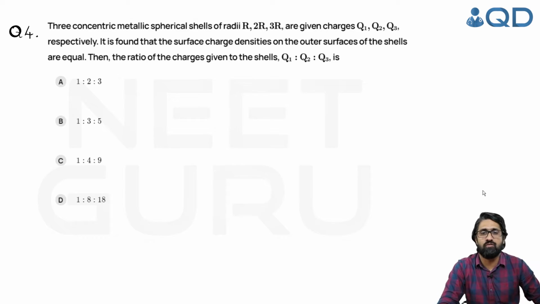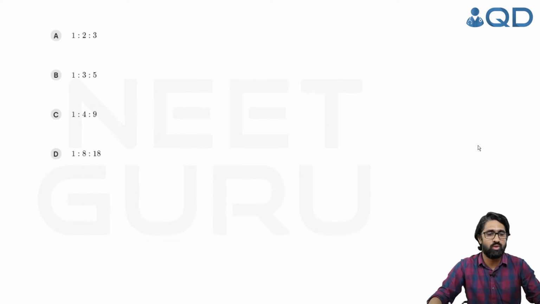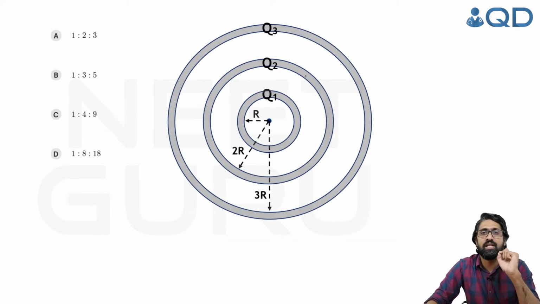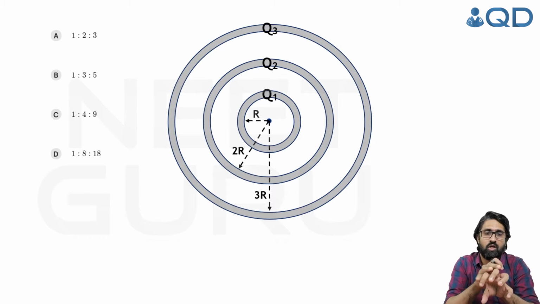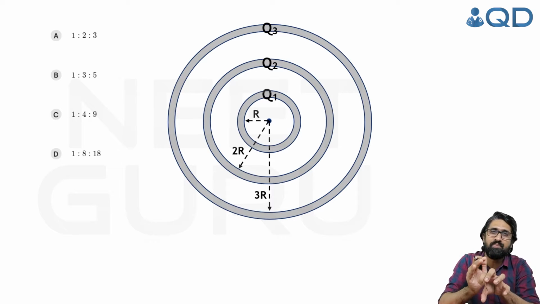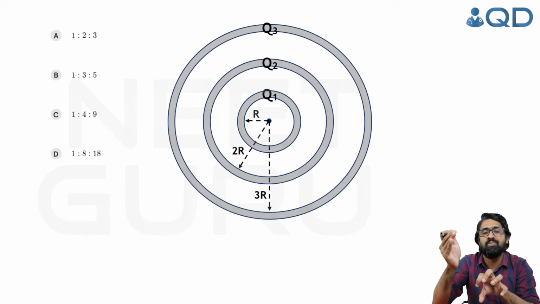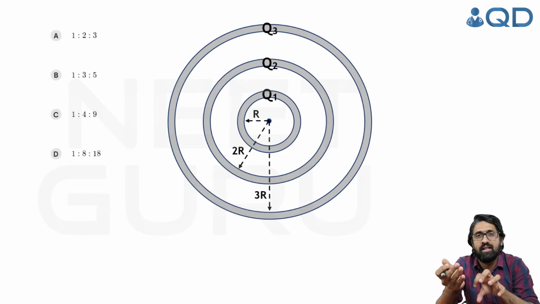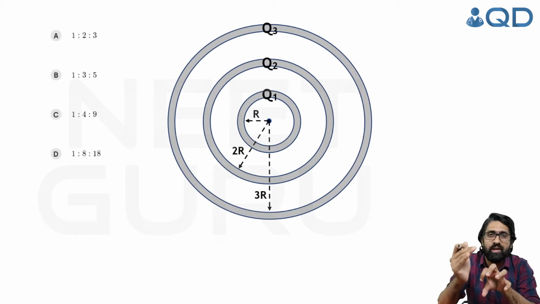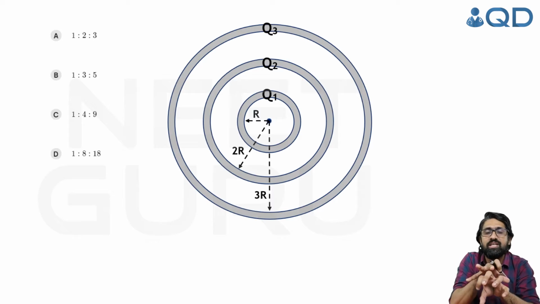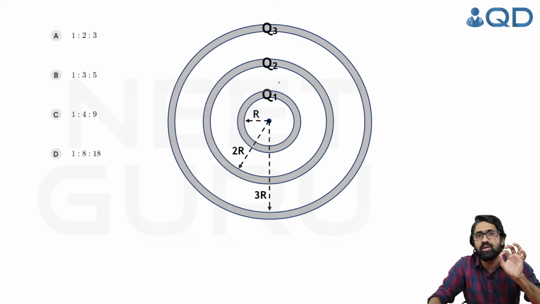Let's first look at the distribution of charges in this case and how these charges would rearrange. We have three shells, the innermost shell with radius r, the second shell with radius 2r, and the third shell with radius 3r. And they have charges q1, q2, q3 respectively initially on them. We'll begin our study with the innermost shell because the charge distribution on the innermost shell is independent of charges on the outer shells. That is because of electrostatic shielding. The charges on the outer shells will create no electric field in the region where the innermost shell is placed. So we'll start with the innermost shell.